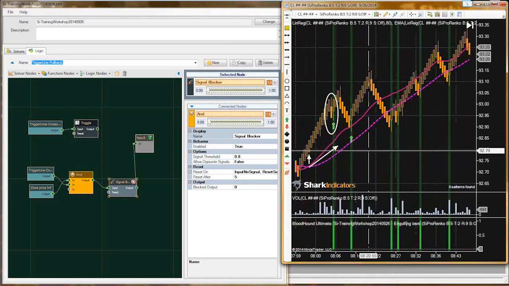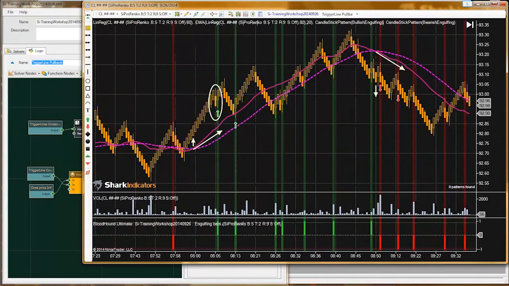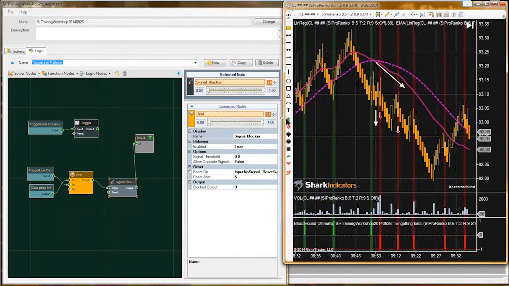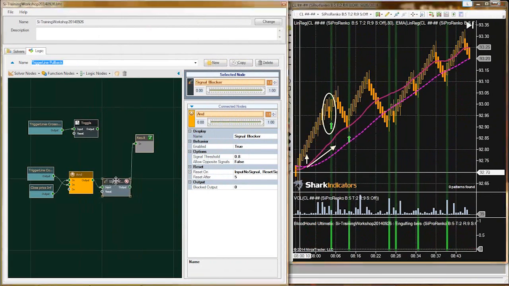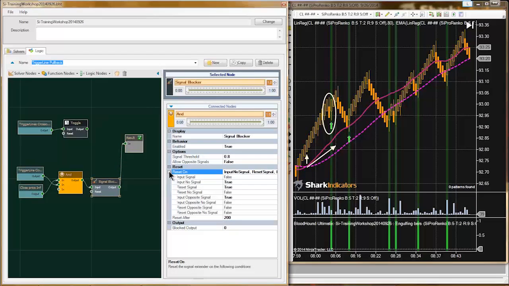Now, I can see as I'm looking at this long trend here, we have quite a number of bars going here. So for the signal blocker, I'm going to set my reset after to 200 bars. So we're going to block for at least 200 bars, and hopefully that's enough. If it's not, we can set it higher. And so we're blocking for 200 bars.